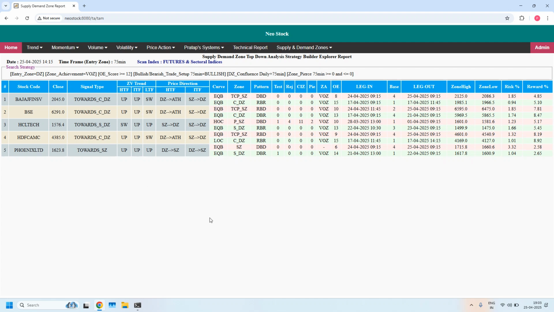Daily means ITF. Because the trend is up and 75 is overlapped with daily, if the daily demand zone is having daily EMA, then in that case the overlapped 75 minutes demand zones might be having an even higher probability of success rate. That we will filter.